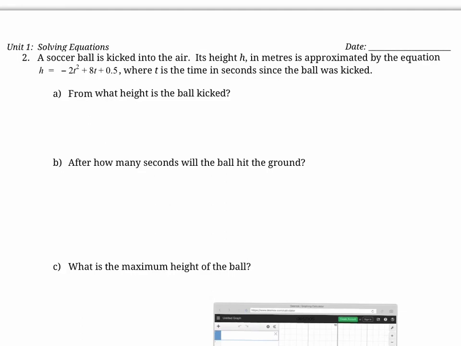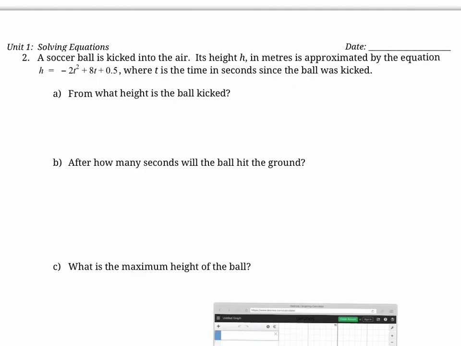Let's try an application problem with quadratics. So this question says a soccer ball is kicked into the air and its height h in meters is approximated by the equation, here it is, where t is the time in seconds since the ball was kicked. So this makes sense that this is a quadratic. We have a degree 2 polynomial because if we were to kick a soccer ball in the air, wouldn't it make the shape of a parabola, an upside down parabola?